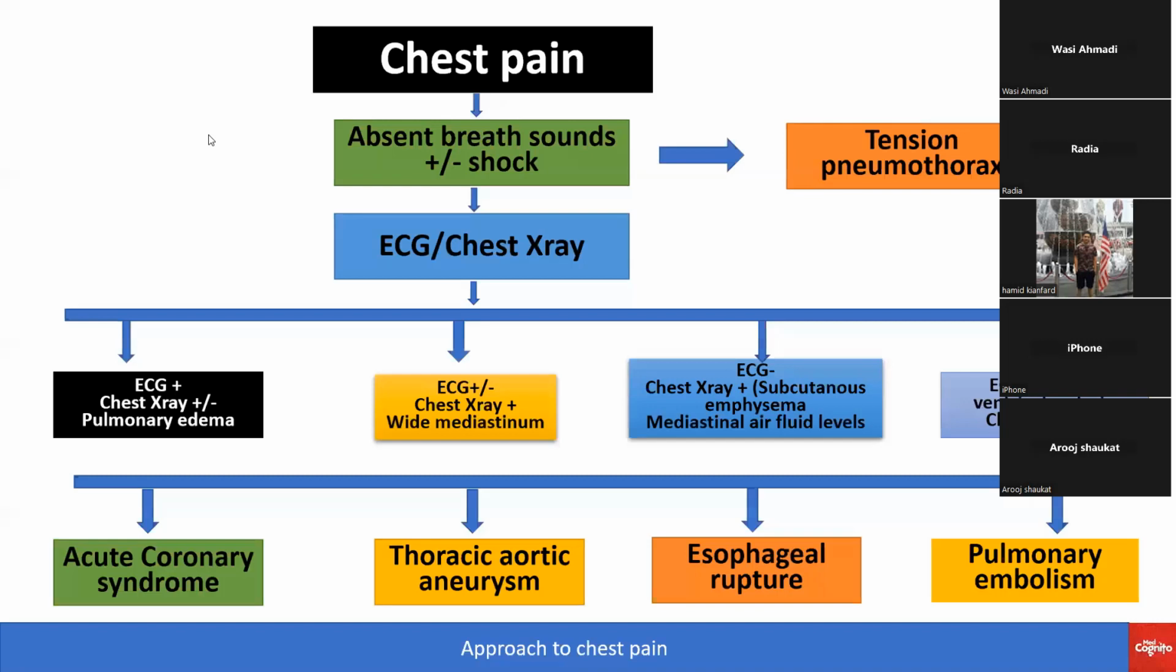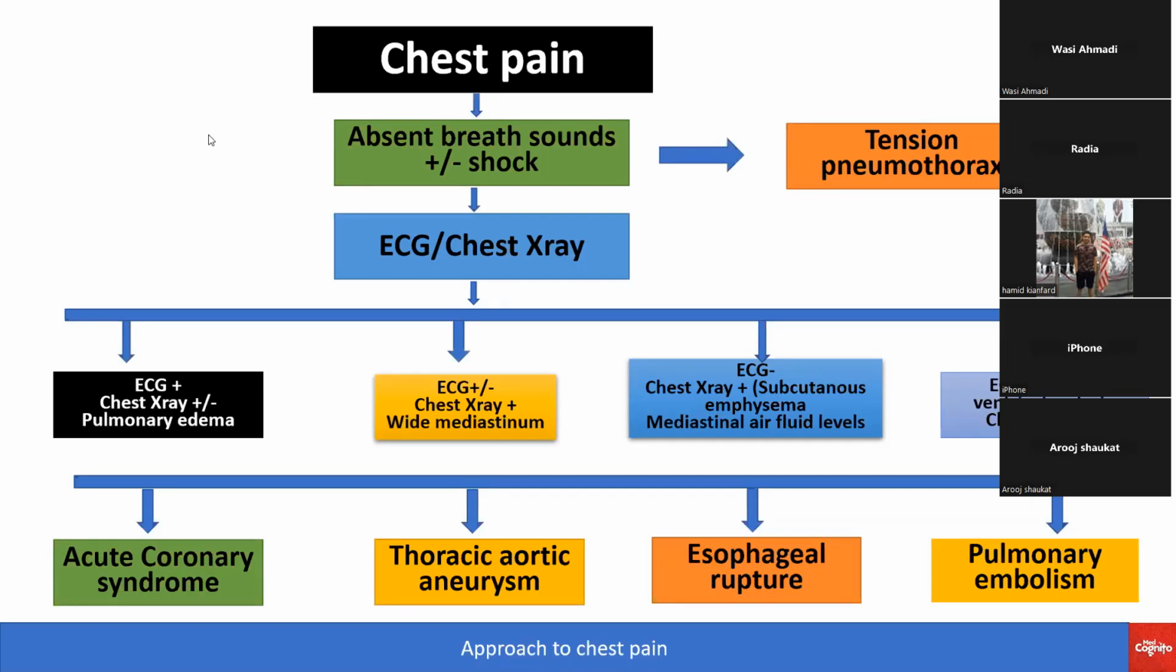Next one, I do my ECG. The patient presents with chest pain. I listen to the lungs and I can hear breath sounds. The ECG is negative for ST segment elevation. But when I do my chest x-ray, I see subcutaneous emphysema. It looks like there's air under the skin around the rib cage, and I see some mediastinal air fluid levels. My diagnosis, esophageal rupture.